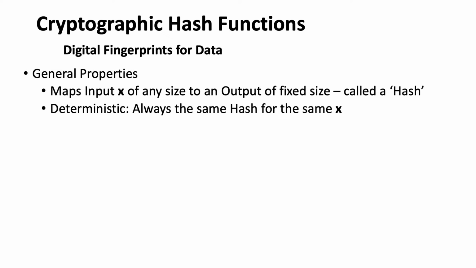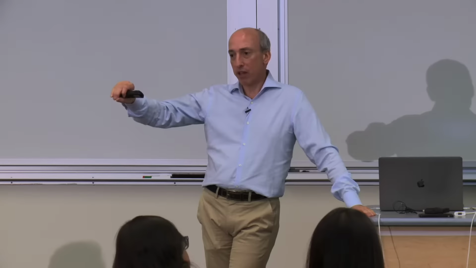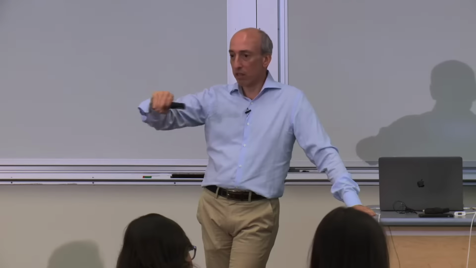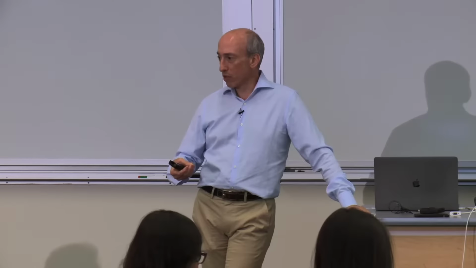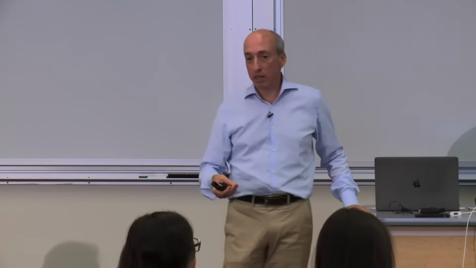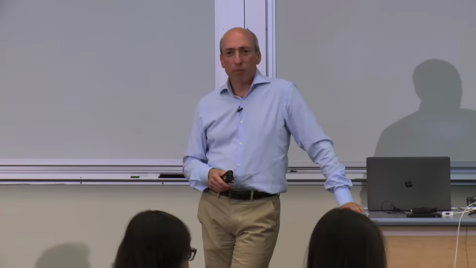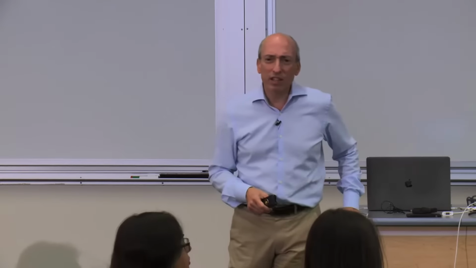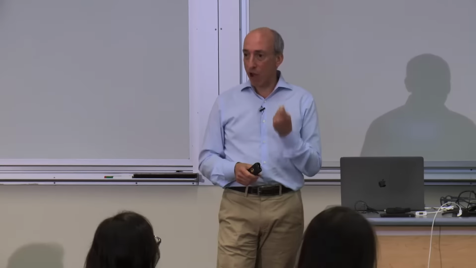It's deterministic, it's always the same. So if you take a certain set of data, it will always give you the same hash. And you can efficiently compute it. You don't want to take a year to do this, you've got to do it in short periods of time. In Bitcoin's case, it's done in nanoseconds or less, because one computer can do a couple of terahashes a second. So it's a remarkably efficient algorithm.